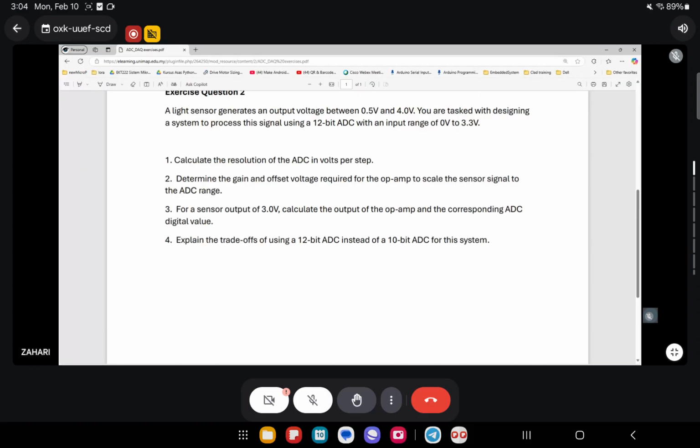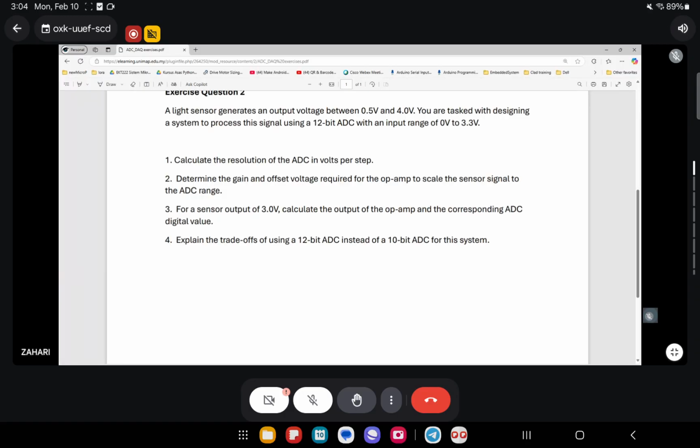So what is the trade-off of using a 12-bit ADC instead of a 10-bit ADC? Always the same. A 12-bit ADC, of course, has higher resolution. You have 4096 levels, 4096 steps. That allows more precise measurement as compared to 10-bit, which has less. Then it's useful for low amplitude or high precision signals. If we want to measure some input voltage with high precision, it's very good to use higher resolution.